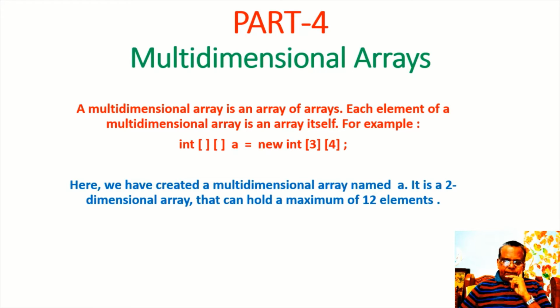It's very simple. The name of the array is a, of type int. It's a 2-dimensional array with 3 rows and 4 columns. Put a semicolon like this. Okay, fine. Here we have created a multi-dimensional array named a. It's a 2-dimensional array that can hold a maximum of 12 elements.